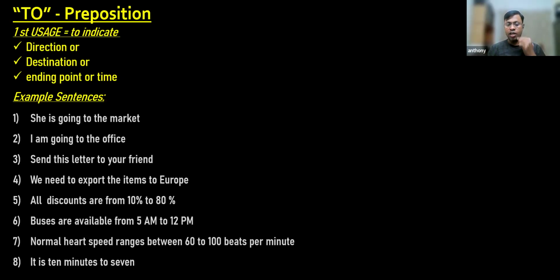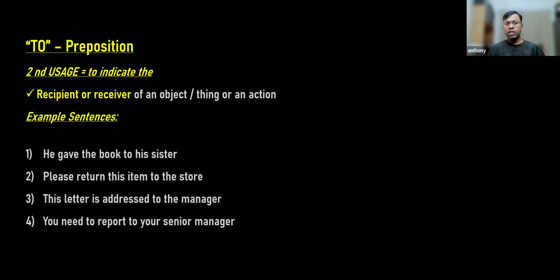Destination, like a letter to your friend, a gift to your friend. Ending point: 80% is the ending point, 12 p.m. is the ending time, 100 is the ending point, 7 is the destined time. Receiver: to you, to the manager, to the shopkeeper, to the police. All this is called the receiver or the recipient.